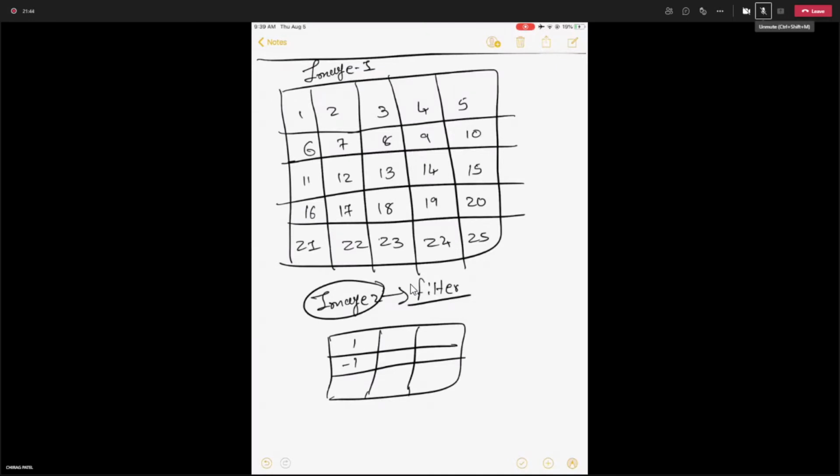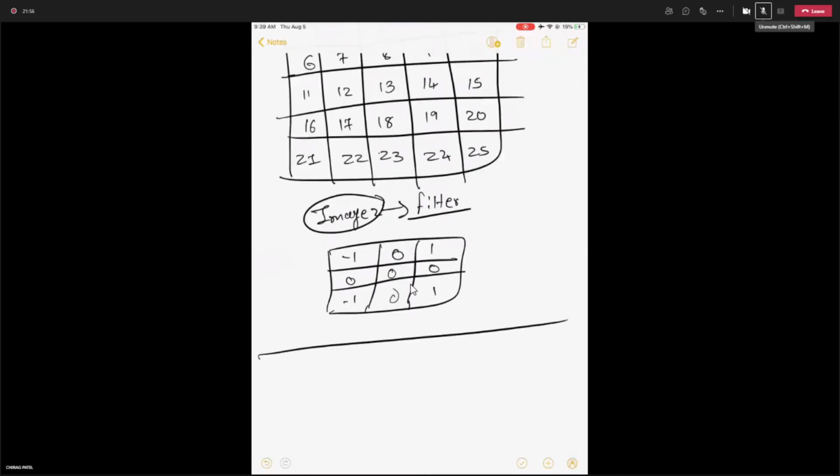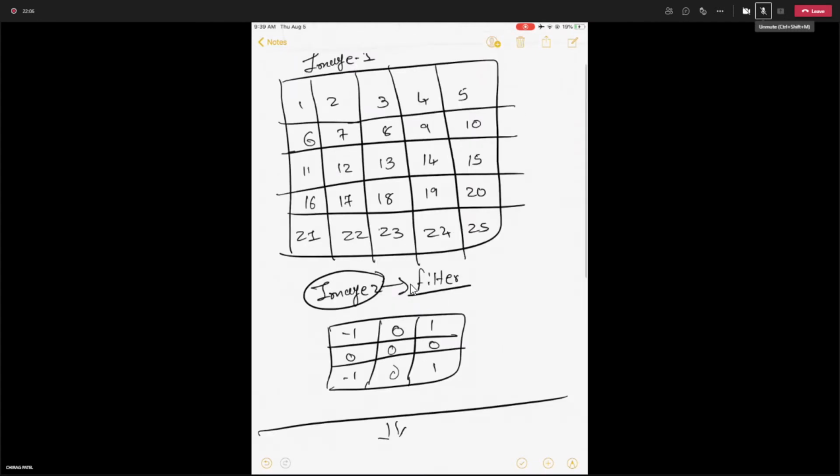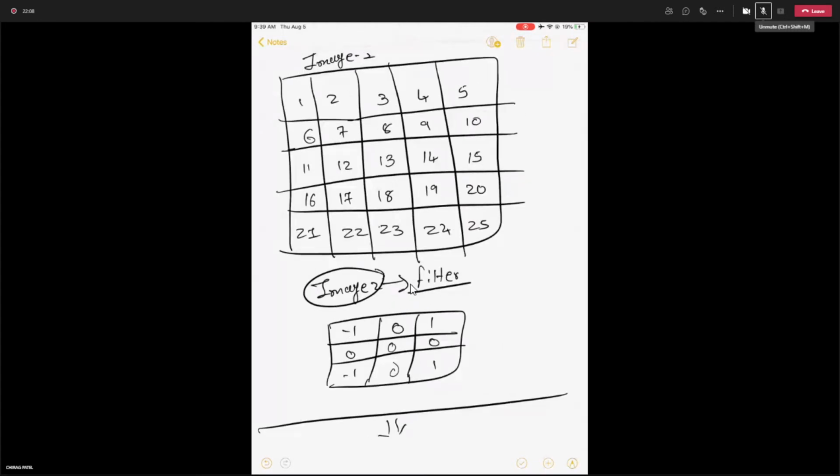-1 0 -1 0 0 0 1 0 1. I want the answer of this convolution. Please start. I'm giving you 3 to 4 minutes. After that, any one of you can tell me the answer. Yesterday we started with this thing. If you understand this thing, we need to do the convolution of the volume. Then that's why I'm teaching you this thing. Let's start.